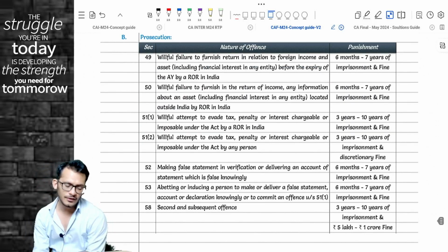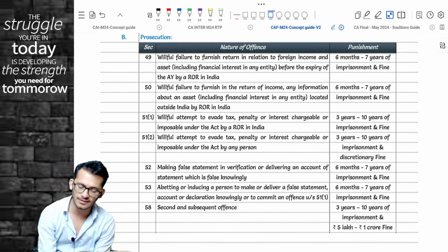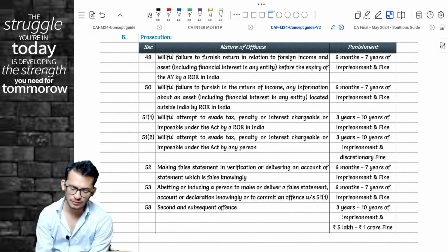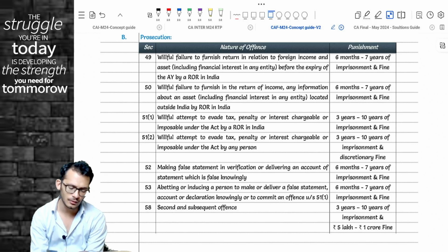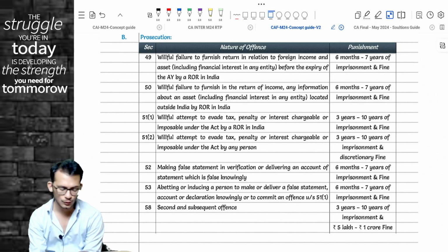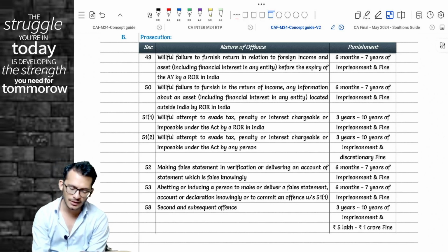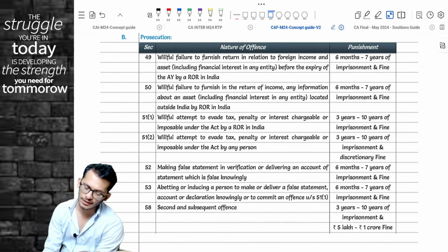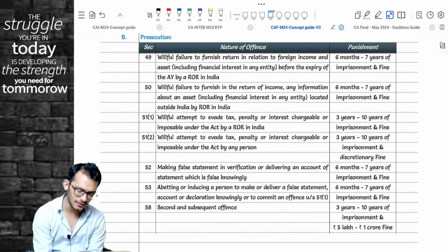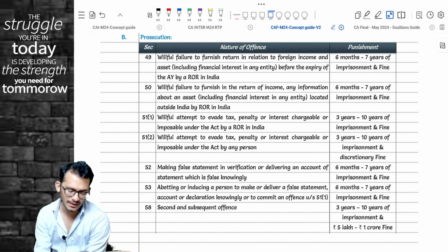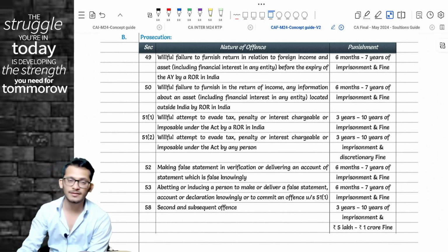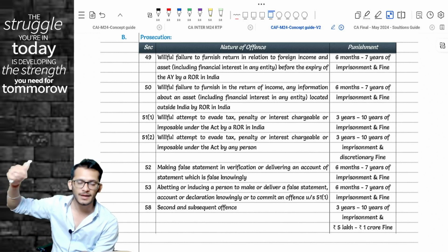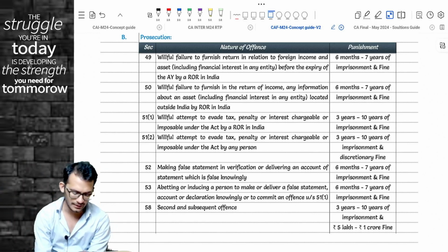If there is any willful failure to furnish returns of income and foreign assets details, the prosecution is 6 months to 7 years. If there is a willful failure to furnish in returns any information about assets located outside India, again 6 months to 7 years. If there is a willful attempt to evade taxes, penalty or interest, it is 3 years to 10 years. If there is a willful attempt to evade taxes or penalty by any other person, it is 3 years to 10 years, meaning it is not just you, someone else is doing it on your behalf, then also it is 3 years to 10 years.